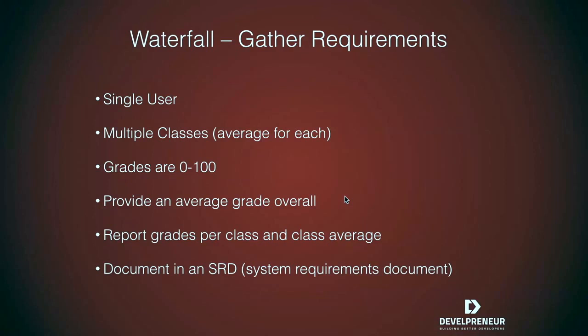One of the things in that reporting that we want to do is provide an overall average grade for a class. And with that report, we want to be able to see the average for the class, but also the grades that we got, because we can have multiple grades per class. We've got quizzes and tests and stuff like that. And so we put this together, and then we put this into a system requirements document.